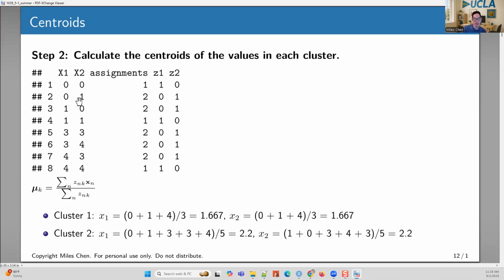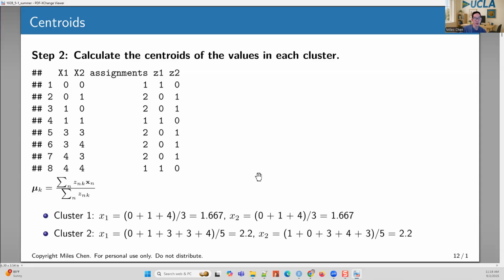And then we would take the mean, divide by the sum of Z1. So looking at X1, we do 0 plus 1 plus 4. We get 5 divided by 3. We get 1.67. We do the same for X2 times Z1, and we get 0 plus 1 plus 4, and we also get 1.67.